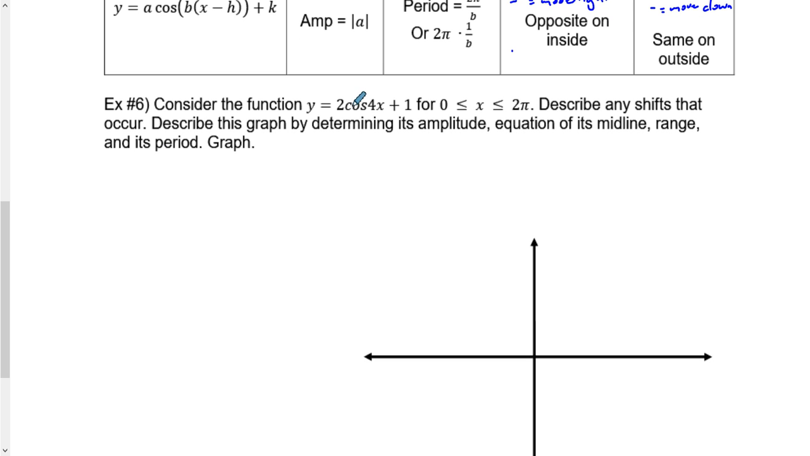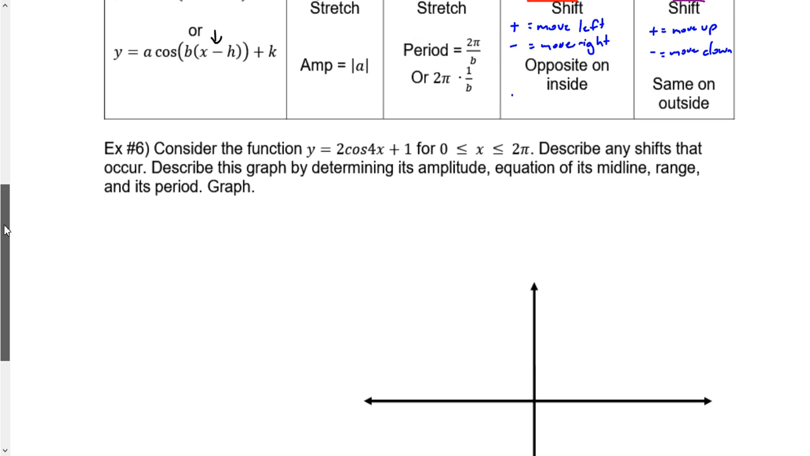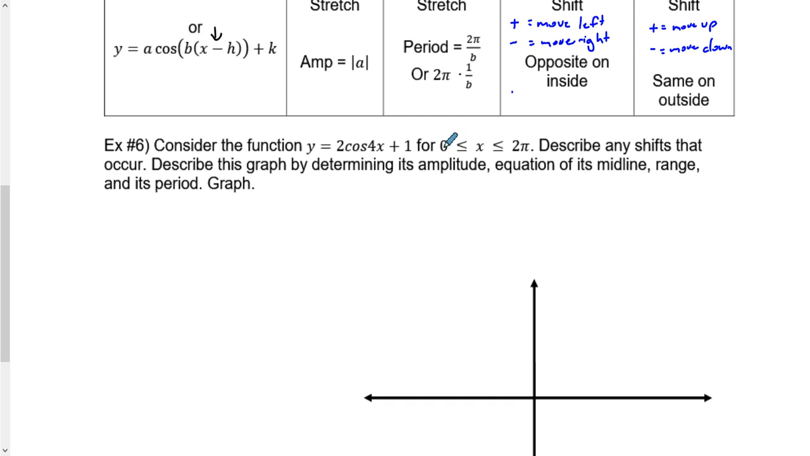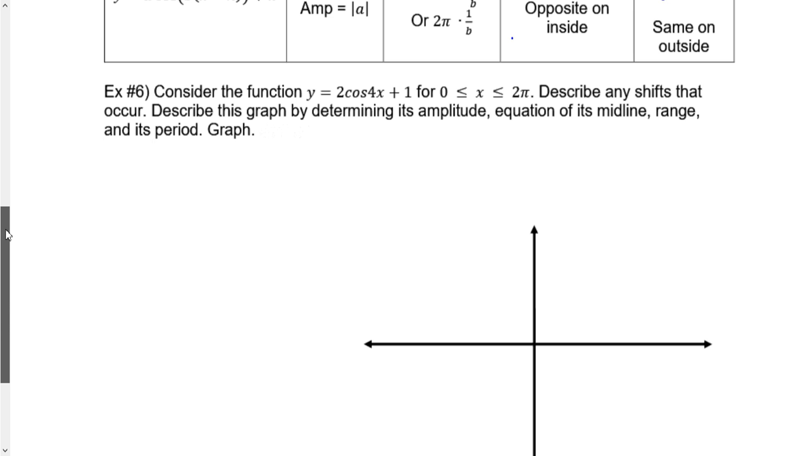So we're going to consider the function 2 cosine of 4x add 1. Now we're just going to be concerned from 0 to 2 pi. We're going to describe any shifts that occur, all that kind of stuff, described by determining amplitude, midline, range, period. And then we're going to do some graphing.